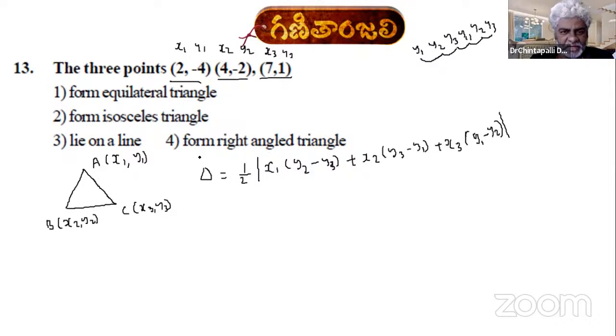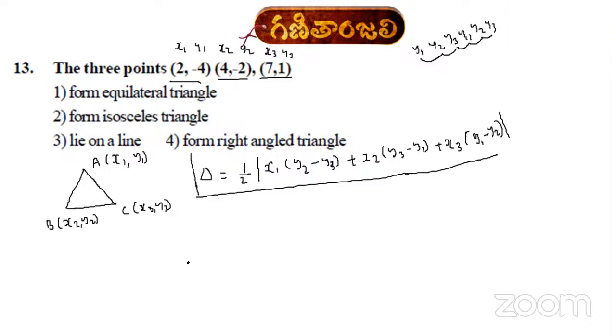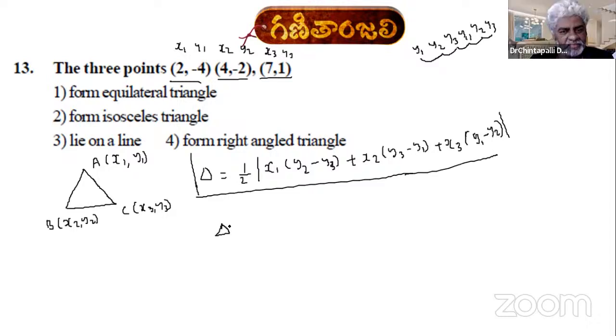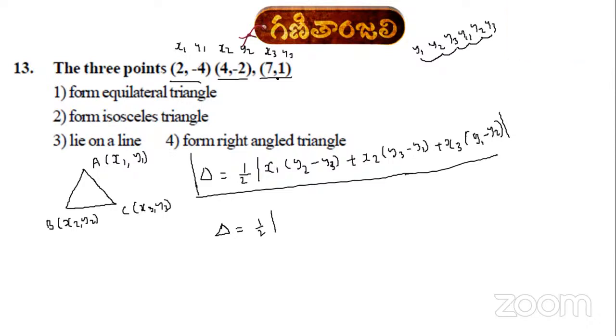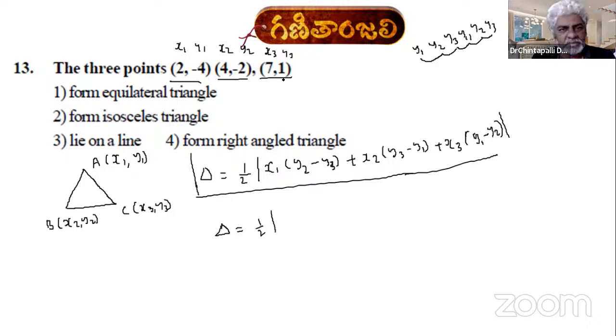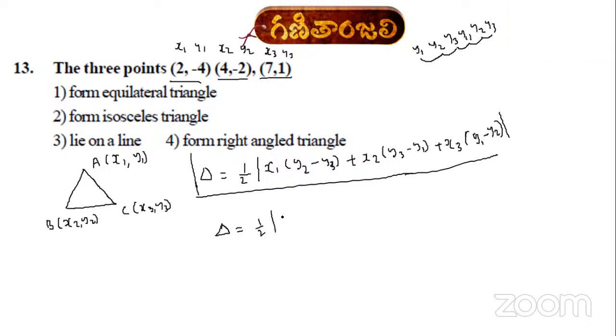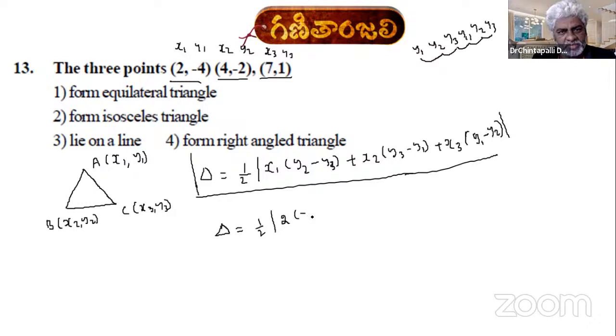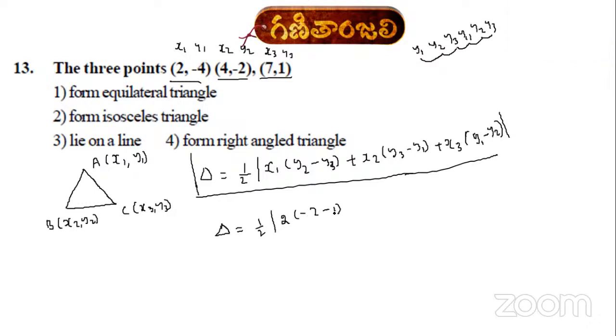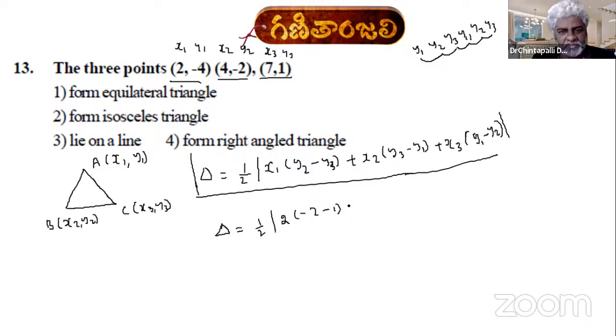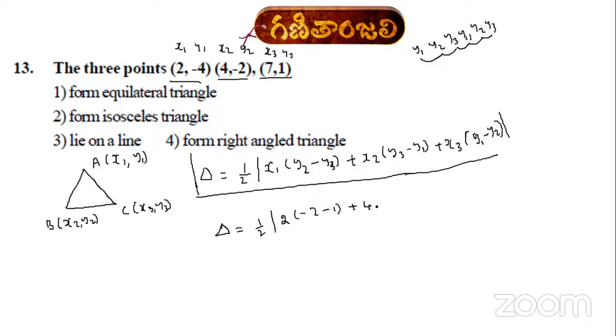Now tell the area of the triangle. Do remember this formula. Keep this point in your mind. It's very, very important. Now we are finding the area delta: half times 2 times x1, that means 2, times of 2 times of negative 2, minus negative 1.